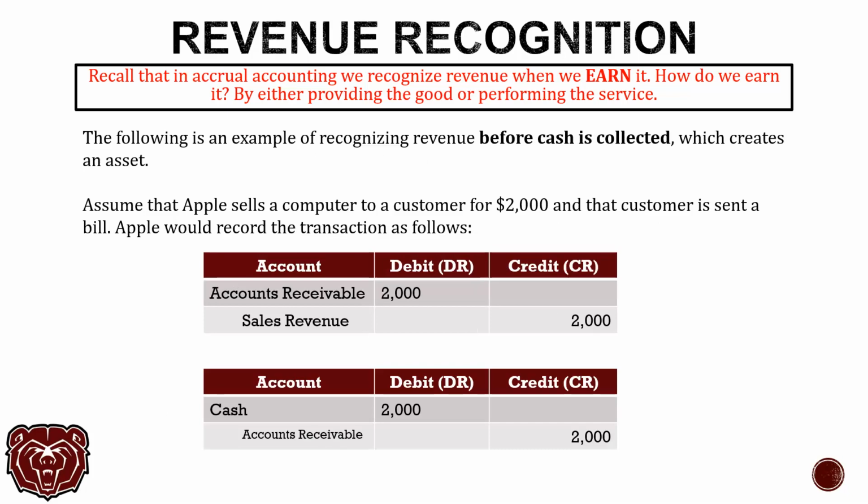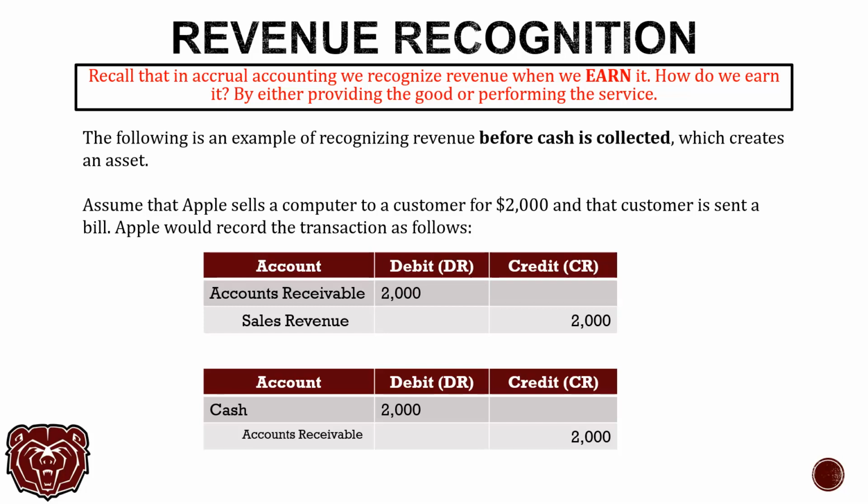Now let's take a look at an example of recognizing revenue before we collect cash, okay? This creates an asset for us. Let's assume that Apple sells a computer to the customer for $2,000 and that customer is sent a bill. Apple's going to record the transaction as follows. We're going to debit accounts receivable. That's the new asset that we're creating. You debit it to increase it. And then you're going to credit sales revenue to increase the revenue there.